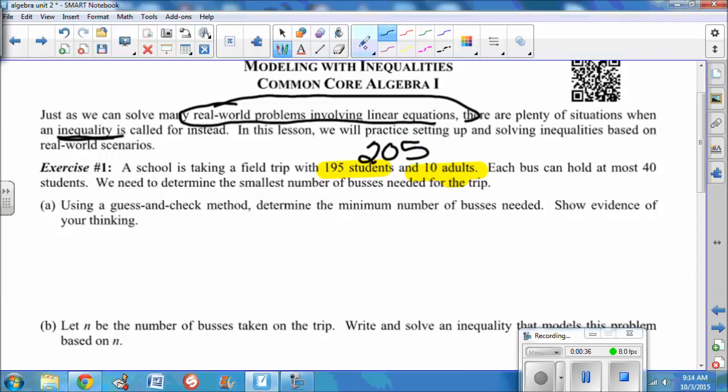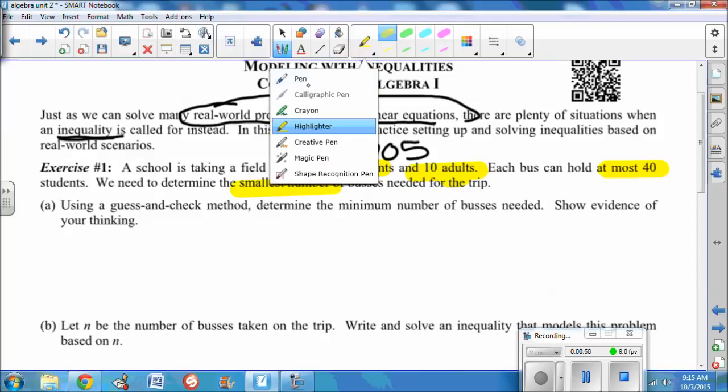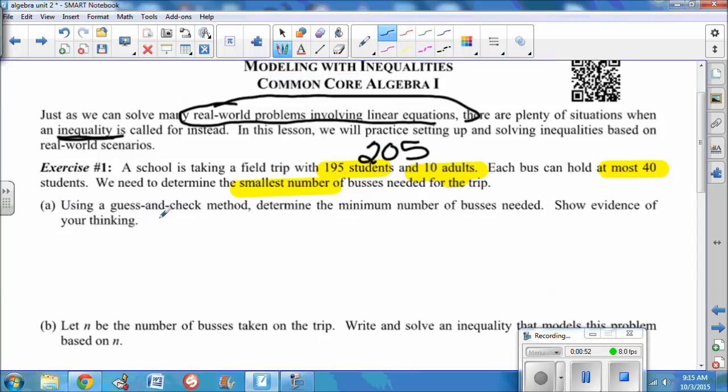Each bus can take 40 passengers. We need to determine the smallest number of buses needed for the trip. So the smallest number we're looking for. So using a guess and check method, just doing a little mental math, play with some numbers, in other words. Determine the minimum number of buses needed. Show evidence of your thinking. So that means show your work, show your guesses.